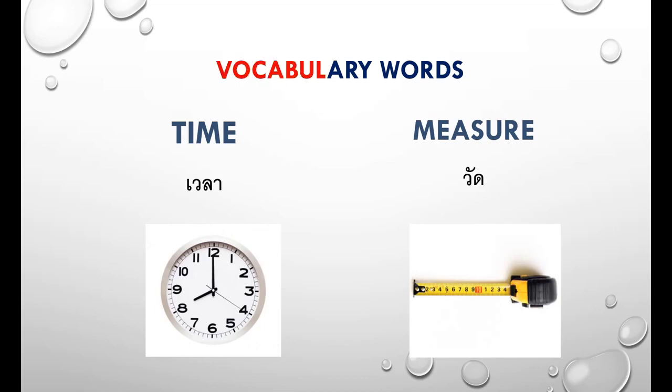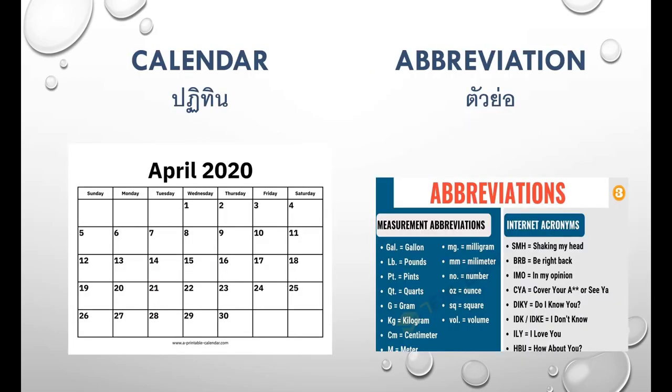Say vocabulary words. First word, time. Time. Second word, say measure. Measure. Third word, say calendar. Calendar. Next word, say abbreviation. Abbreviation.